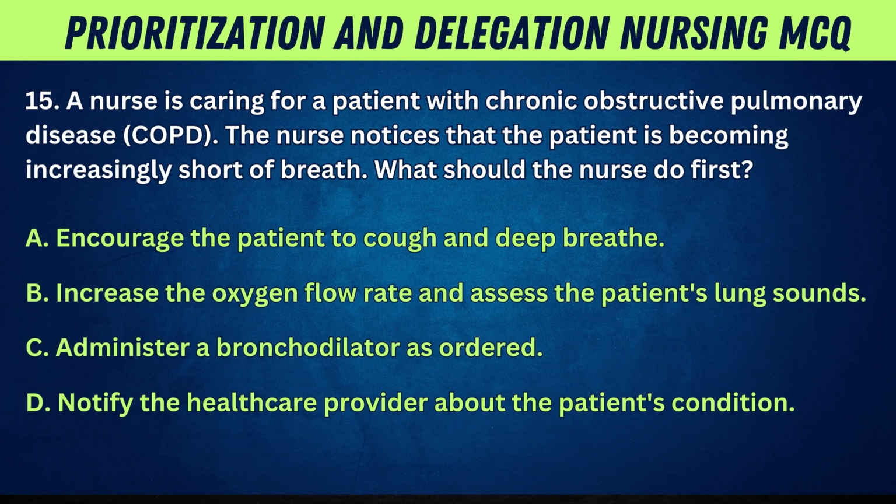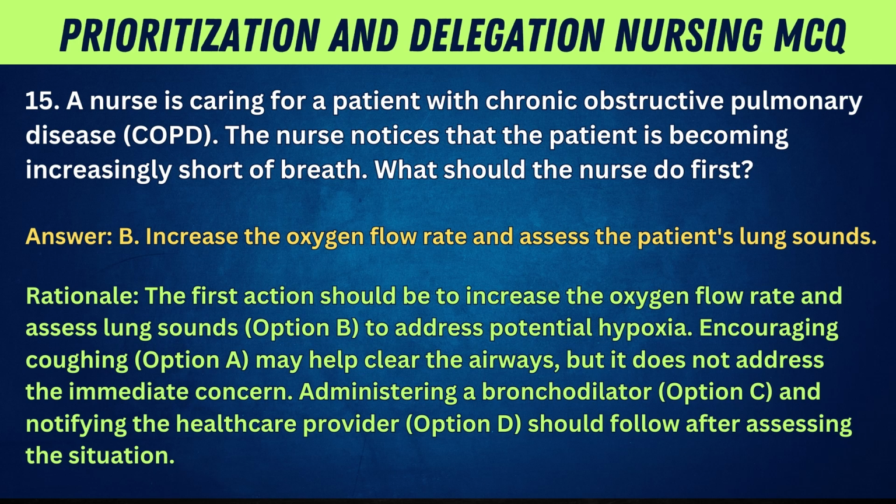15. A nurse is caring for a patient with chronic obstructive pulmonary disease, COPD. The nurse notices that the patient is becoming increasingly short of breath. What should the nurse do first? A. Encourage the patient to cough and deep breathe. B. Increase the oxygen flow rate and assess the patient's lung sounds. C. Administer a bronchodilator as ordered. D. Notify the healthcare provider about the patient's condition. Answer: B. Increase the oxygen flow rate and assess the patient's lung sounds.